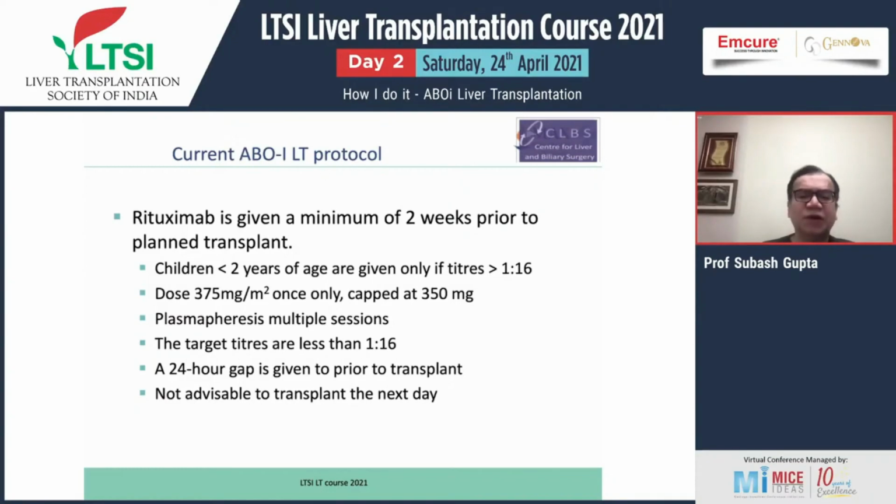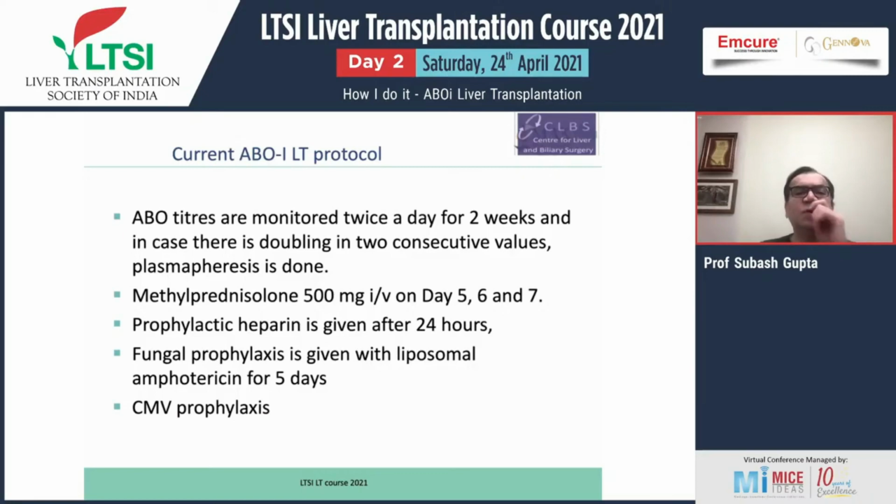I think we learned lessons that you should not transplant them immediately after, as the kidney people do. The ABO titers are monitored twice daily for 2 weeks, and in case there is doubling in two consecutive values, plasmapheresis is done. On days 5, 6, and 7, they all get methylprednisolone 500 milligram bolus. Prophylactic heparin is given after 24 hours. Fungal prophylaxis is given with liposomal amphotericin B for 5 days, and CMV prophylaxis.